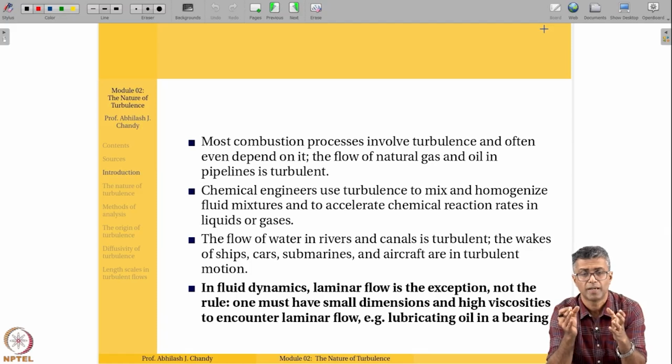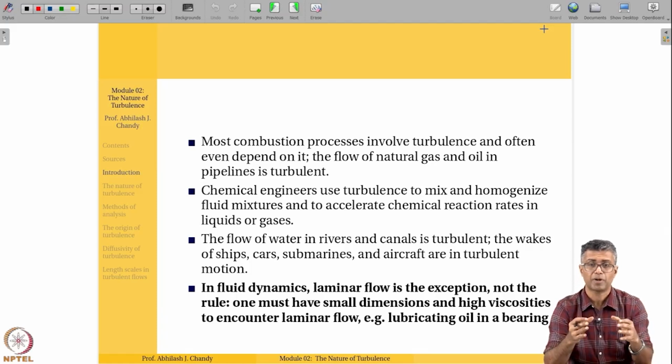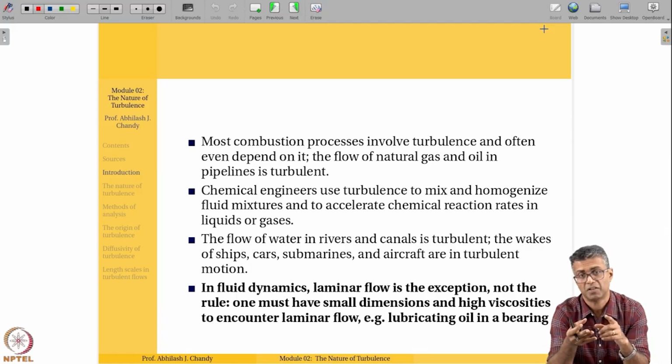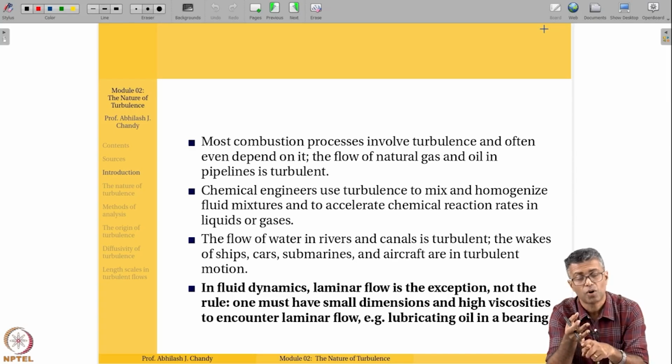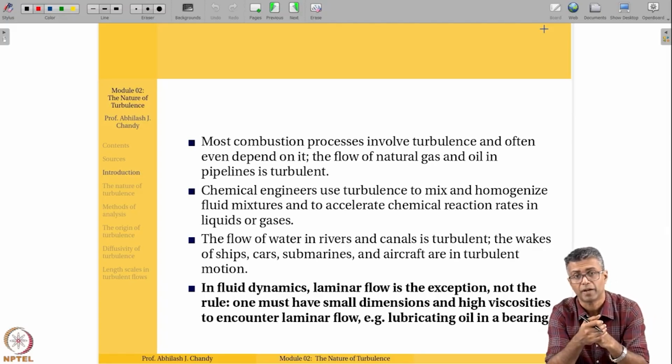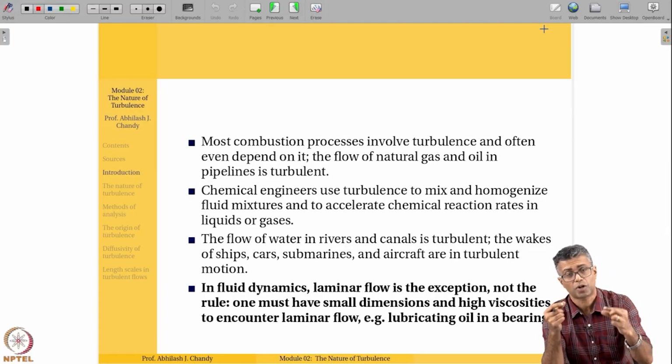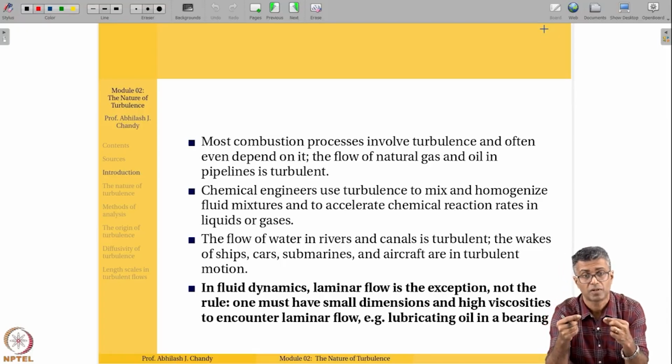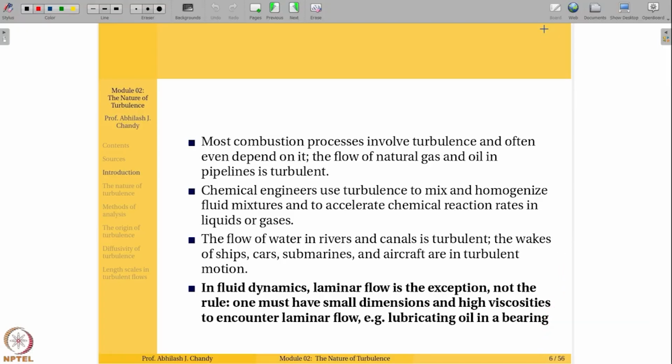And so we are having to deal with flows that are mostly turbulent. In order for the flow to be laminar, we have to have either very small dimensions or very high viscosities. And it's not like that does not happen. An example would be lubricating oil in a bearing, where we are talking clearances that are of the order of sometimes microns, or highest is probably a millimeter or so.